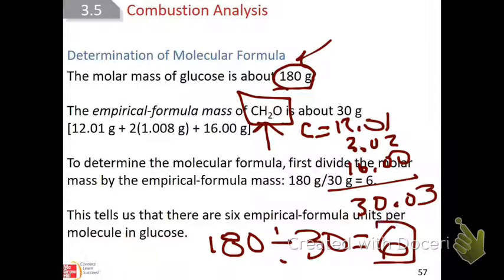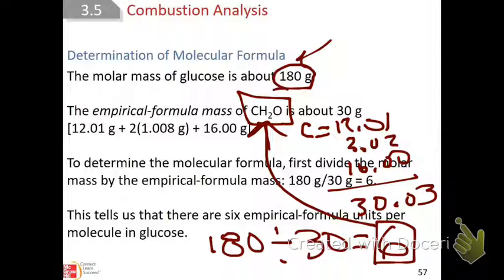Well, what do we do with that 6? You're going to take this 6 and you're going to multiply each one of those by 6 to give us the actual molecular formula for glucose. Okay?